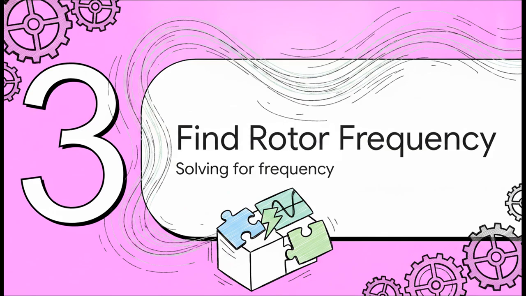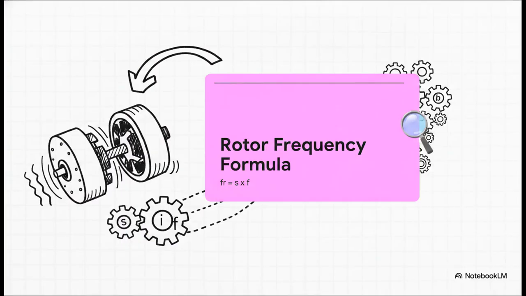All right, now that we've got our speed, let's jump into step 3, finding the rotor frequency. For this one, we need a new forensic tool, and honestly, it doesn't get much simpler than this formula. Rotor frequency, which we write as Fr, is just equal to the slip, S, multiplied by the supply frequency, F. It directly pairs up those two given variables.